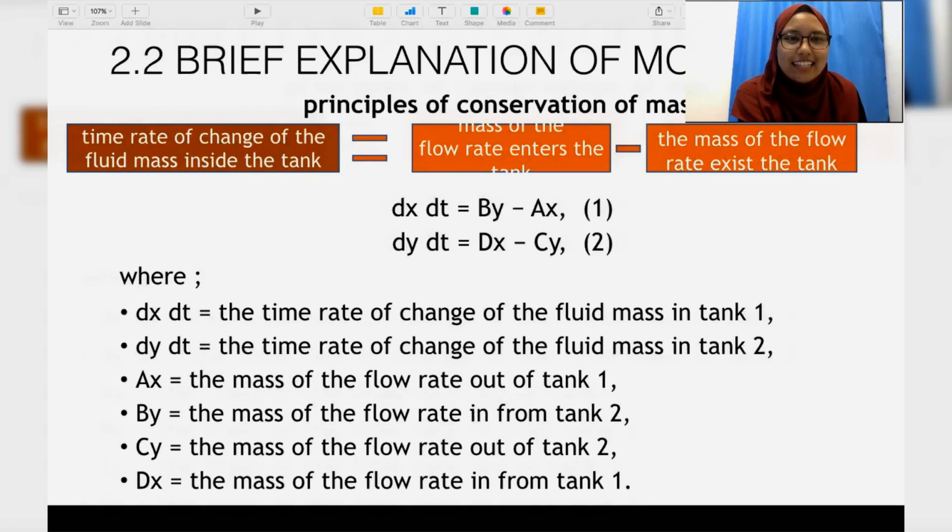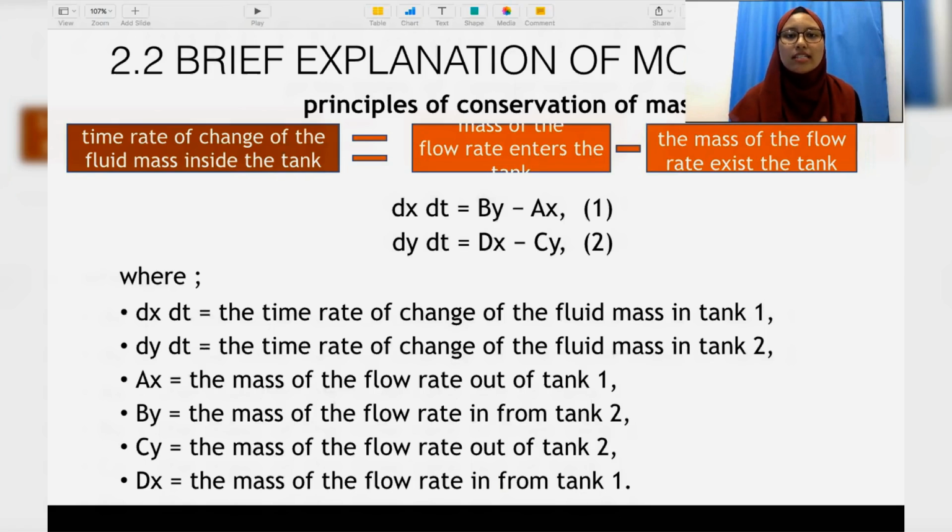Next, brief explanation of model. In this project, we use principle of conservation of mass, which stated that time rate of change of the fluid mass inside the tank is equal to the mass of the flow rate entering the tank minus the mass of the flow rate exiting the tank.